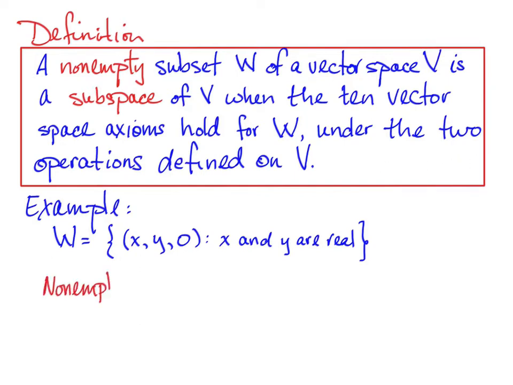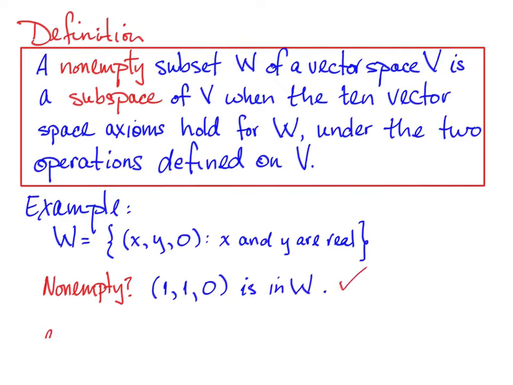First of all, we have to check if it's non-empty. To check if a set is non-empty, you always have to just present, or exhibit, a specific element of the set. So I'm just going to write down an ordered triple whose third component is 0. Clearly that's in R3 and it's also in this subset W. So W is non-empty.